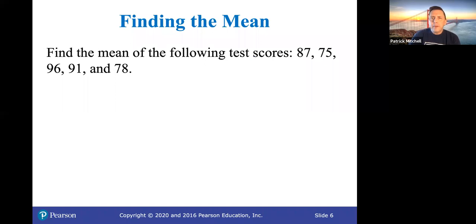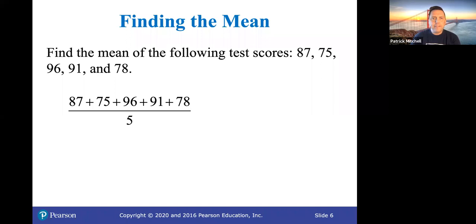So for example, if you're trying to find the mean of some test scores, you want to see how you're doing in a certain class that you're taking. If those test scores were 87, 75, 96, 91, and 78, for example, there are 5 numbers there. So what you would do is add all those numbers together and divide by 5, since there are 5 of them.